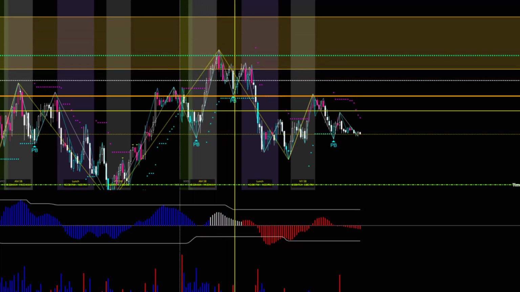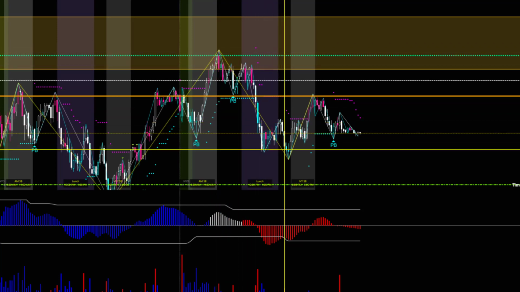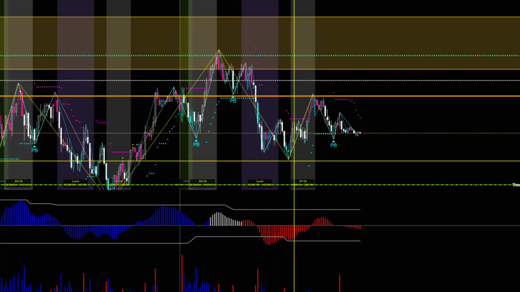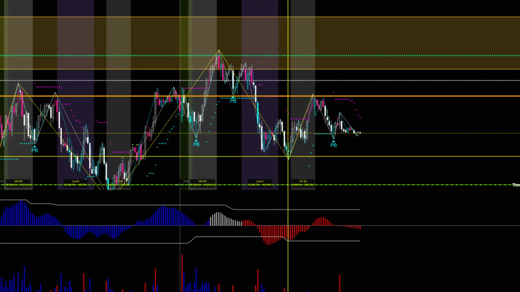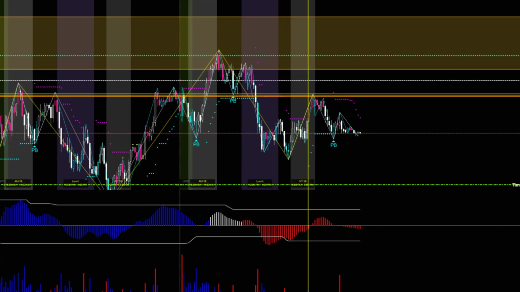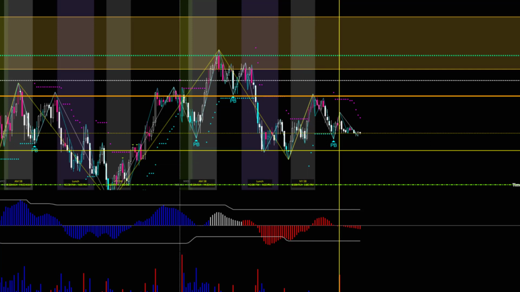All right. Right now, I'm counting this big move down as a wave 1, which means that when we get to the bottom of this wave 1, I'm looking for wave 2, because I want to get in at the end of wave 2, which is the beginning of wave 3.